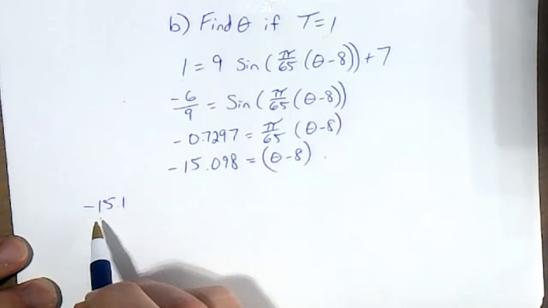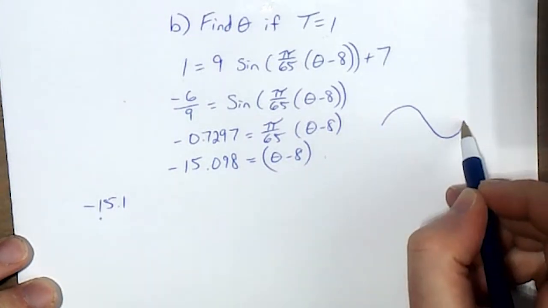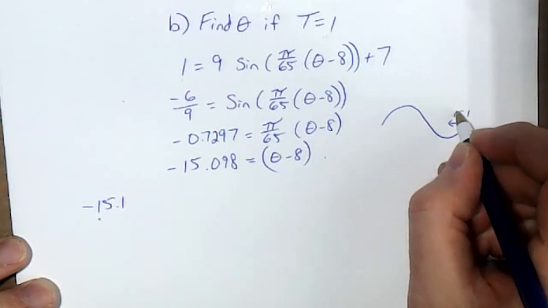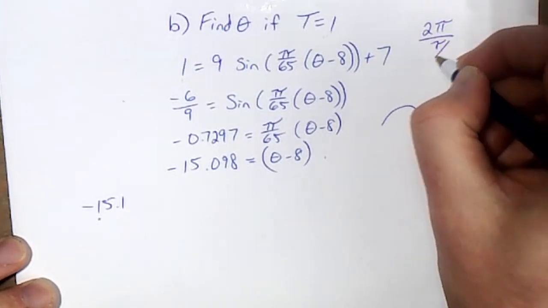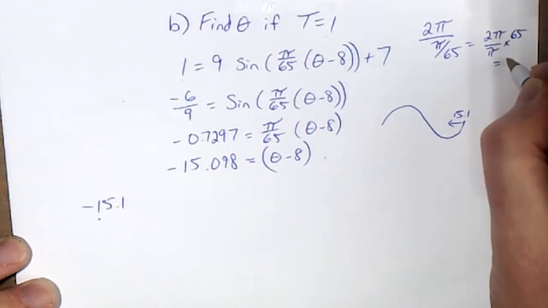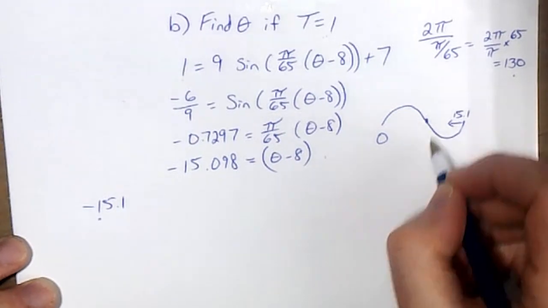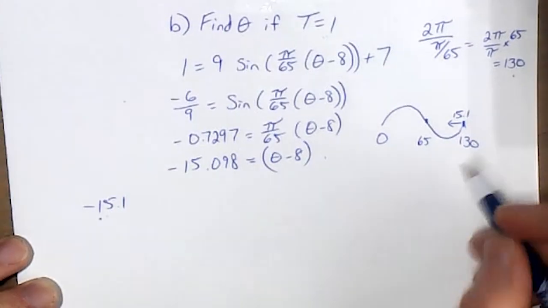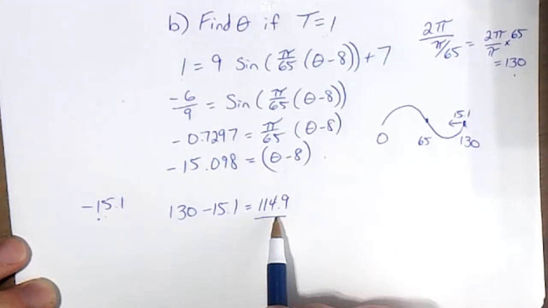Now, with the sine graph, it's negative. So instead of going into the negative region, we're going to go to the end of the cycle and move back 15.1. Now, we need to know when is the end of the cycle. So we know it's going to be 130. So 0, 65. So knowing that, we're going negative 15.1. So I'm going to subtract, and that's my first answer. I haven't done the phase shift yet, but that's my first answer.